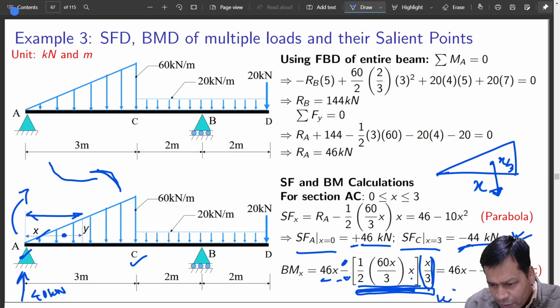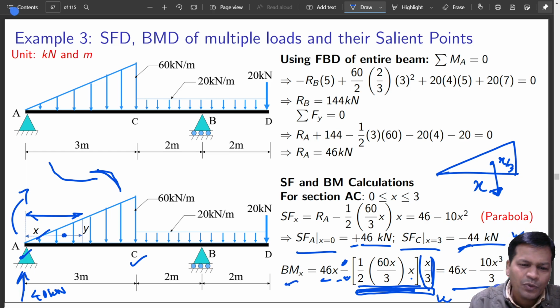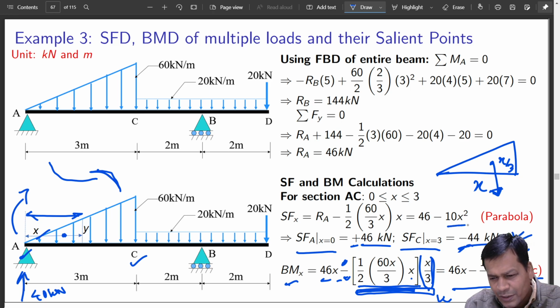Solving this, you get 46x minus 10 by 3 x cube. This is cubic, as expected. Bending moment for uniformly varying load should be cubic. For uniformly distributed load, it is quadratic. Shear force for uniformly varying load is quadratic. So these should be remembered: shear force for uniformly distributed load is linear, for uniformly varying load is quadratic. So it goes like that.